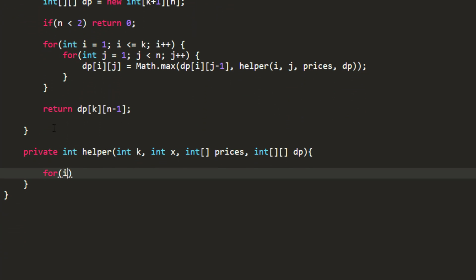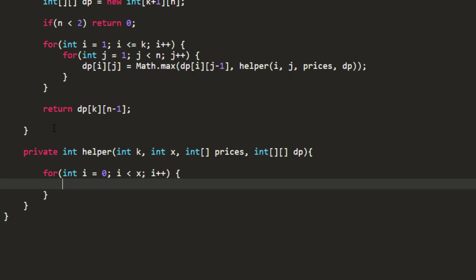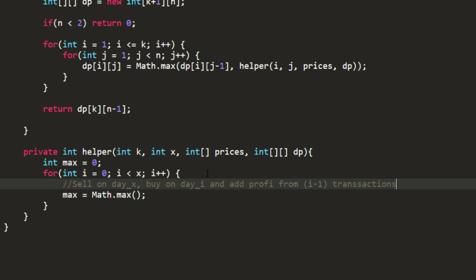So let's write that loop, and we were trying to find the maximum profit we could have achieved. That means we need a max variable. Initially let that be 0, and this would be the maximum of something. Now what is this something? This is sell on the current day, which is day x, buy on the day for which the loop is running, and add the previous i minus 1 day's profit to it. This is nothing but dp of k minus 1 transactions till the current day for which you are looping.